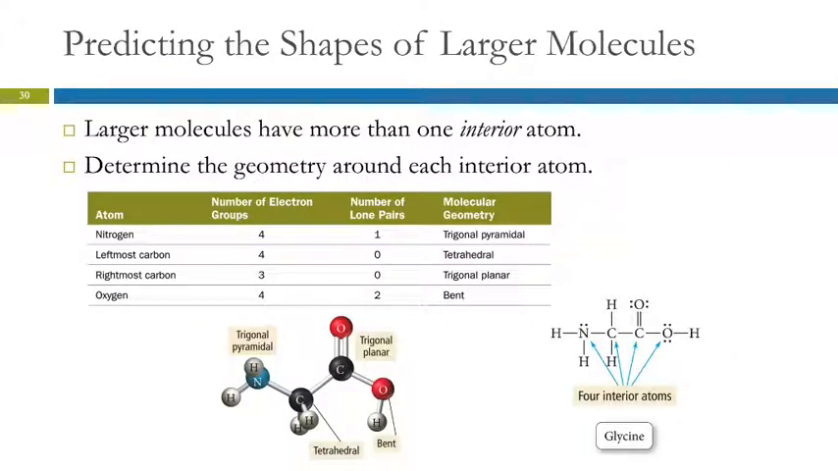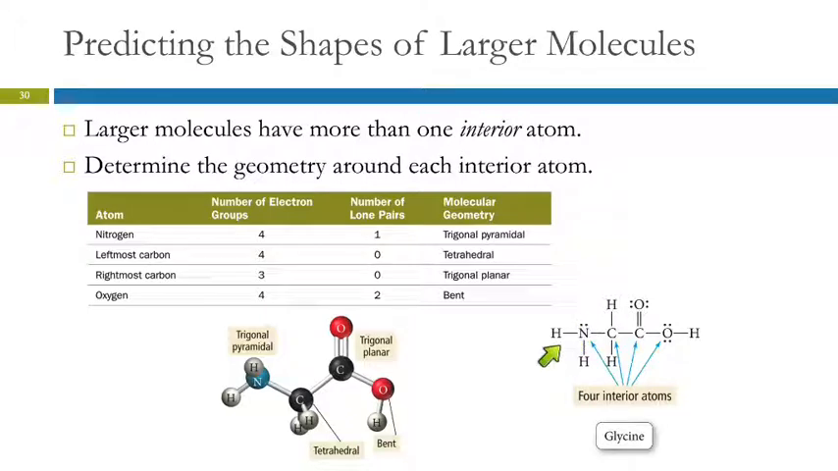Oh, this section goes on and on. Okay, larger molecules. Larger molecules are going to have more than one interior atom. And so what we do is we look at the geometry around each interior atom. So here's glycine. This is an amino acid. And this has 4 interior atoms. So we're going to look at the geometry around each one of them.